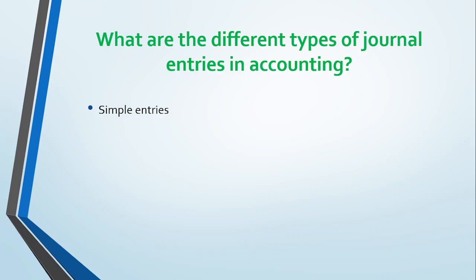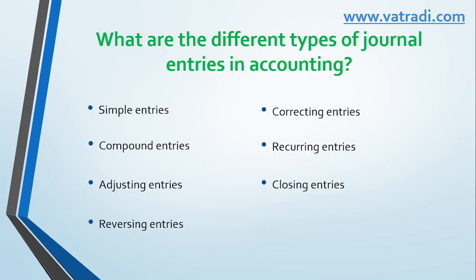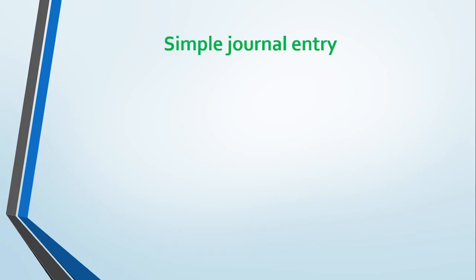We can have simple entries, adjusting entries, compound entries, recurring entries, reversing entries, closing entries, correcting entries. So these are the most common journal entries that you can find. And I will explain 3 of these. So I start with the simple entry.